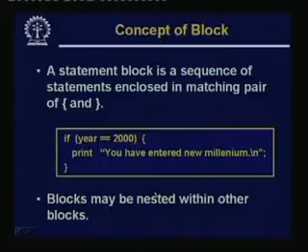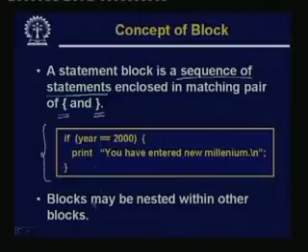First, we talk about a statement block whose definition is identical to what is there in C. So, a statement block is a sequence of statements which are enclosed in a matching pair, curly bracket open and curly bracket close. Just an example, if year == 2000, curly bracket, print "You have entered new millennium\n". This looks very much like a C program segment, only the syntax of the print is slightly different. Blocks, again like C, may be nested within other blocks.